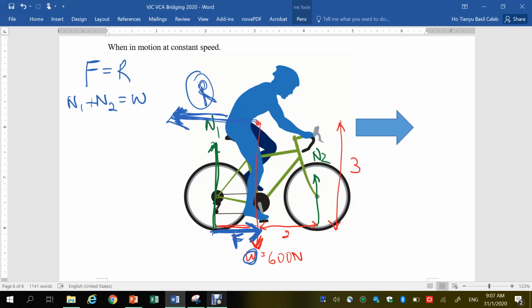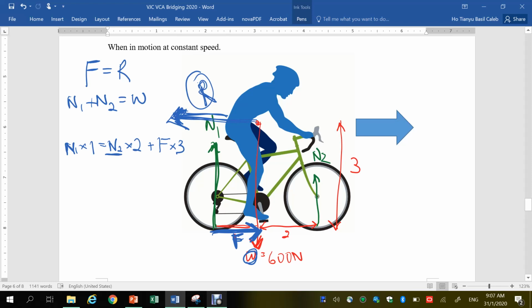Well, taking moments about the CG, what do we have? We have N1 times 1, giving you a clockwise moment, must be equal to N2 times 2, just like before. However, now we have one more force, which is the forward driving force times 3. With this system of equations, if we know the value of R, we can actually solve for each of these individual values.